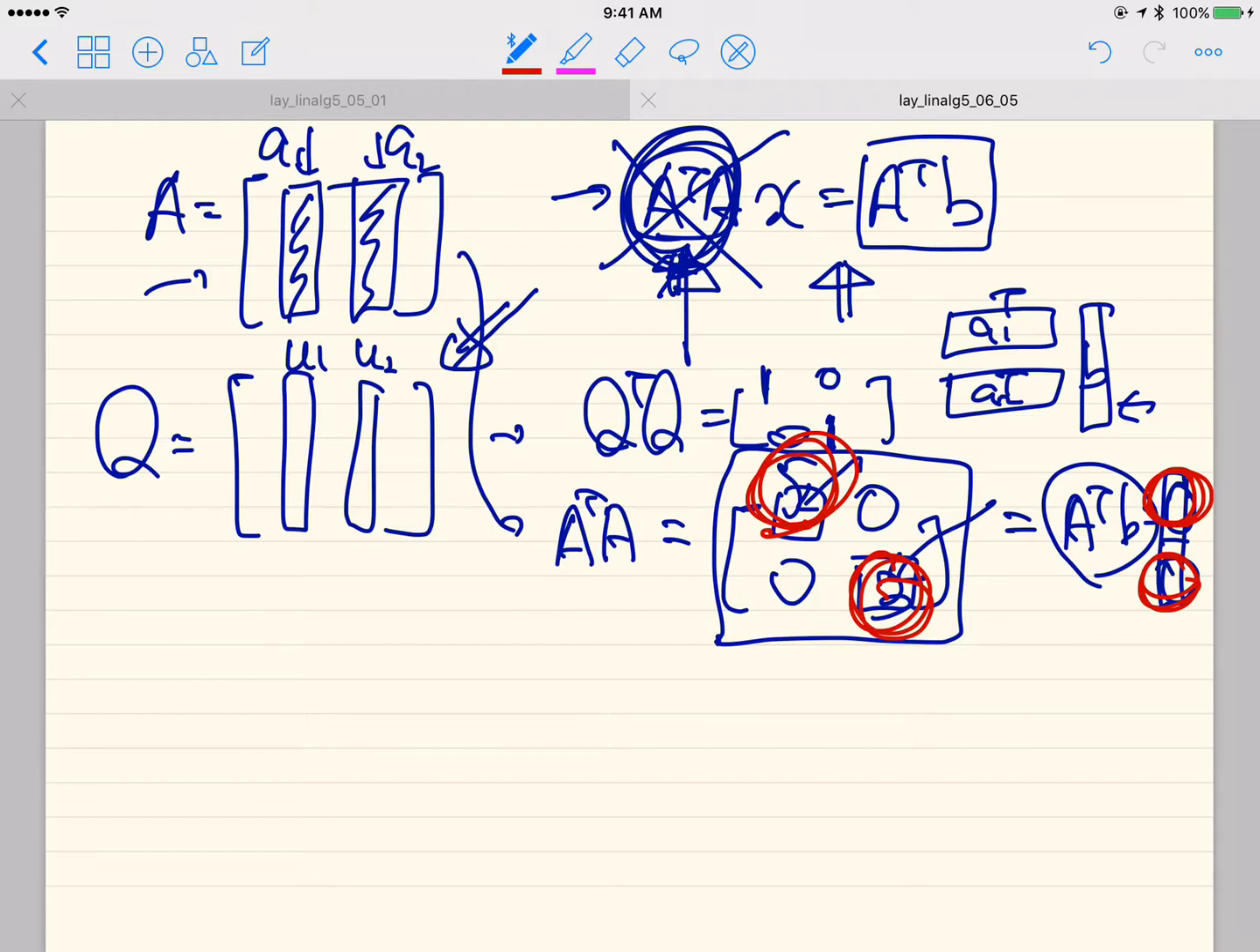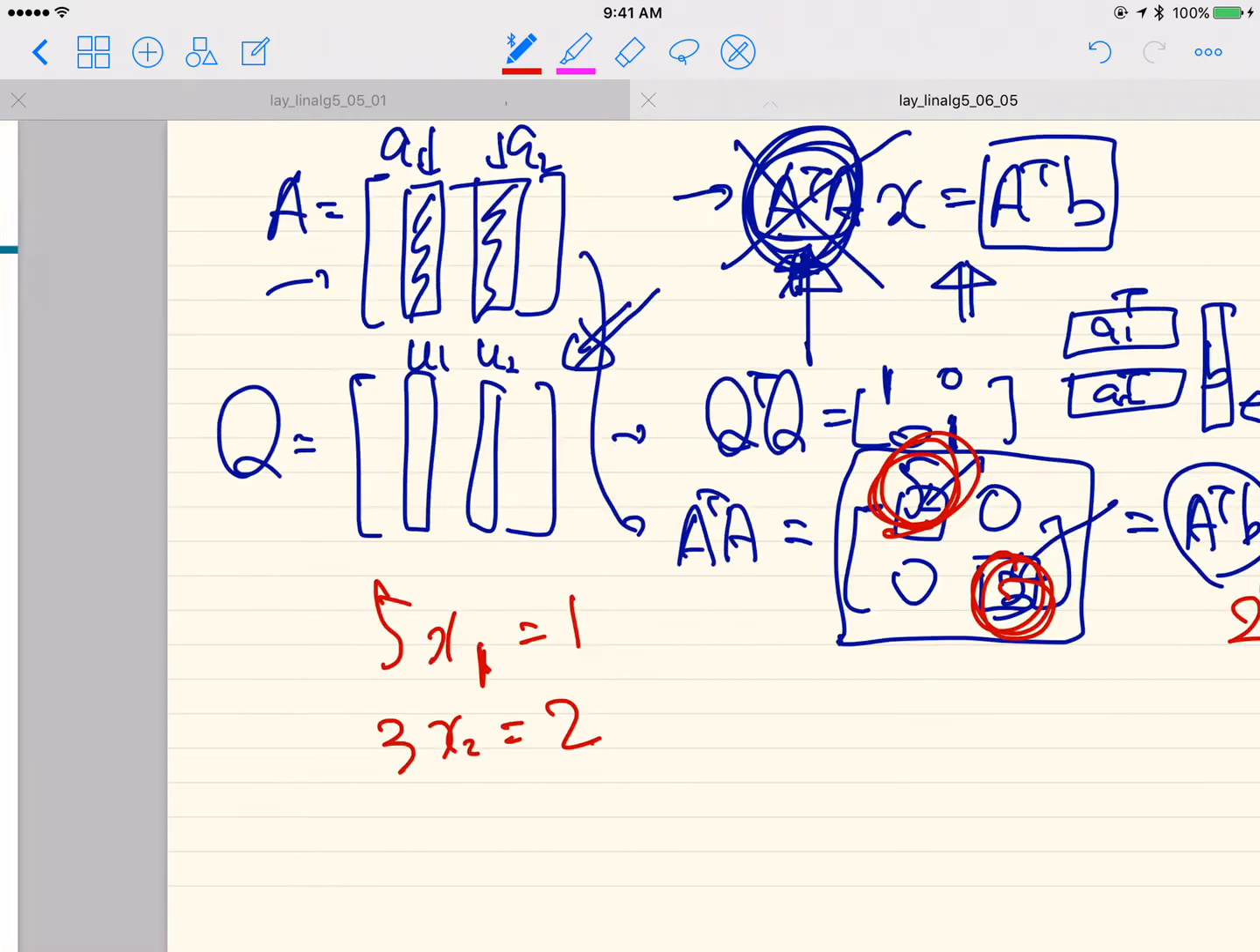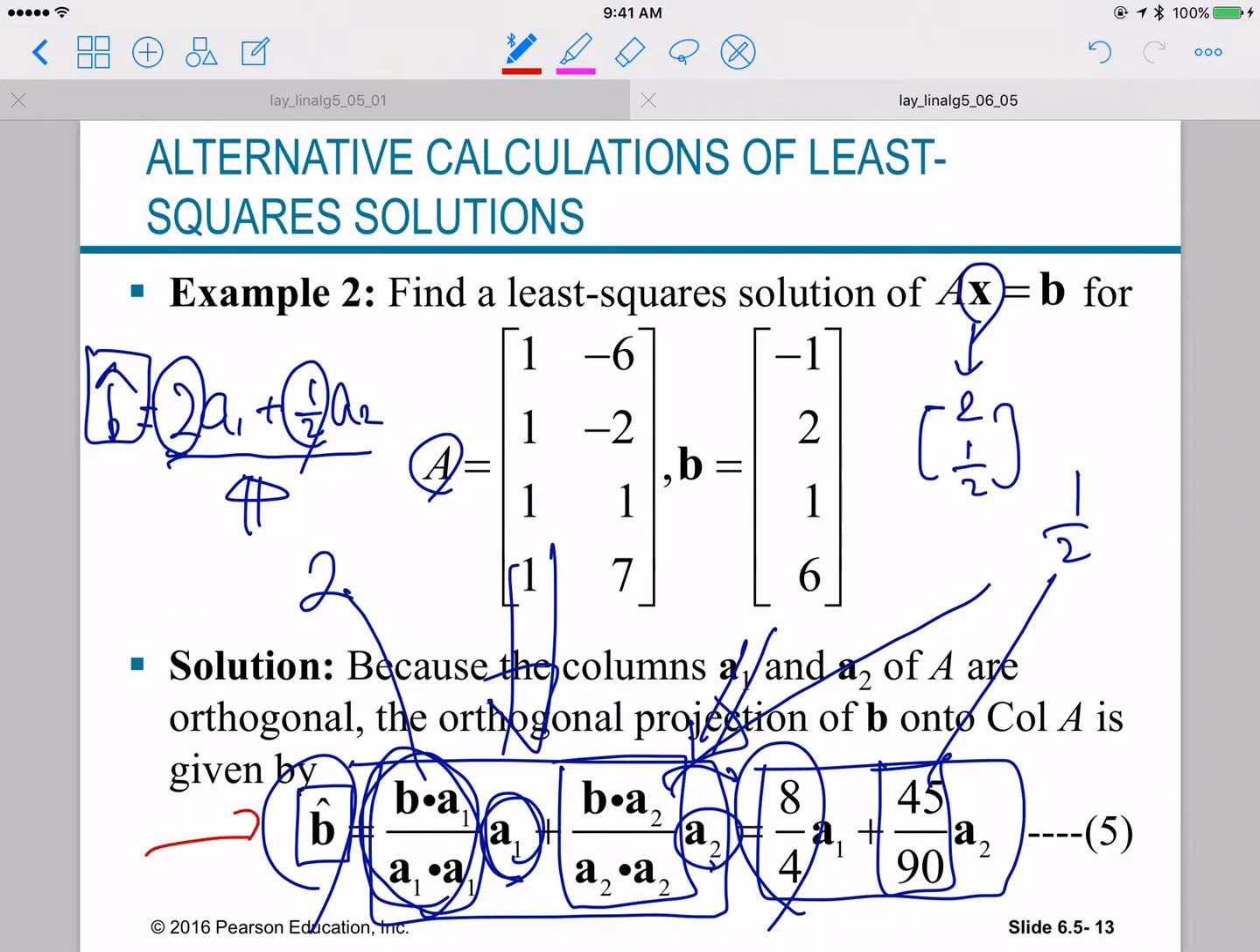But you don't even need to do any complicated row reduction or row operation. If you just convert it to the equation form, this guy is like 5x1. Let's set these values as 1 and 2, for example. And then 5x1 is 1 and 3x2 equals 2, right? So you can solve by division, element-wise. And then this is actually the same as this guy, the orthogonal projection.